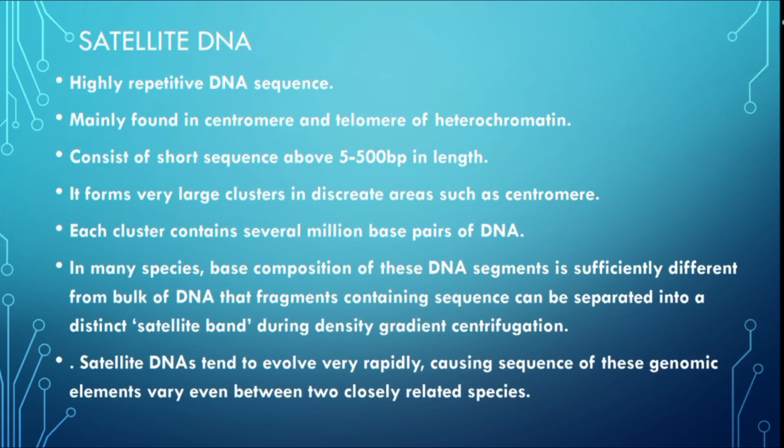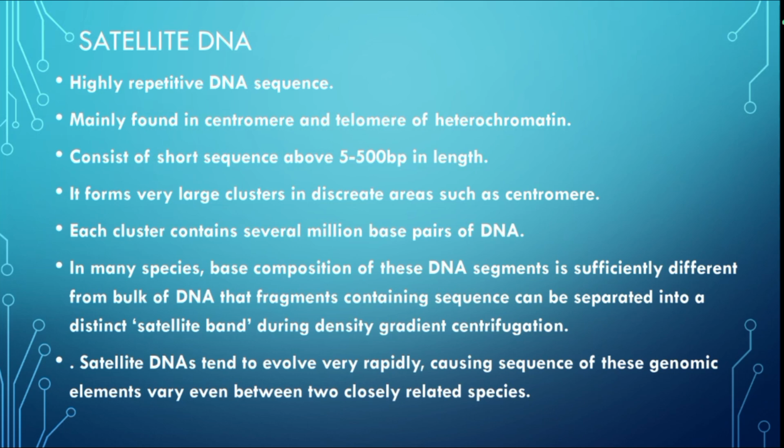The next one is satellite DNA. It is a highly repetitive DNA sequence, mainly found in the centromere and telomere of the heterochromatin. It consists of short sequences about 5 to 5000 base pairs in length. It forms very large clusters in discrete areas such as the centromere. Each cluster contains several million base pairs of DNA.